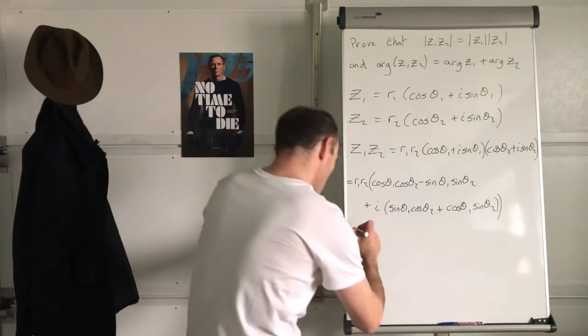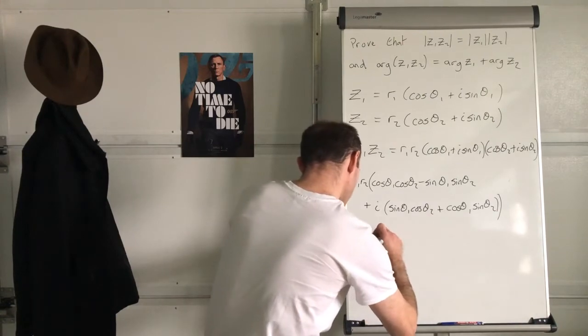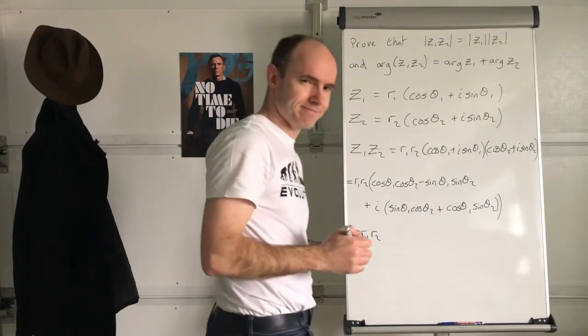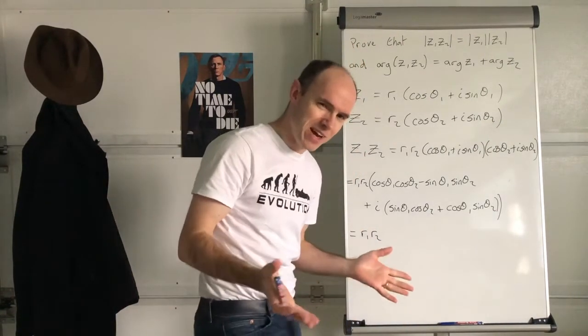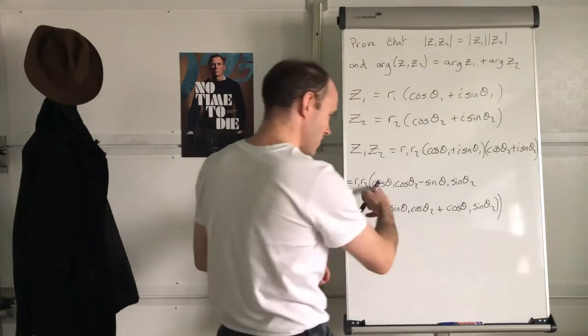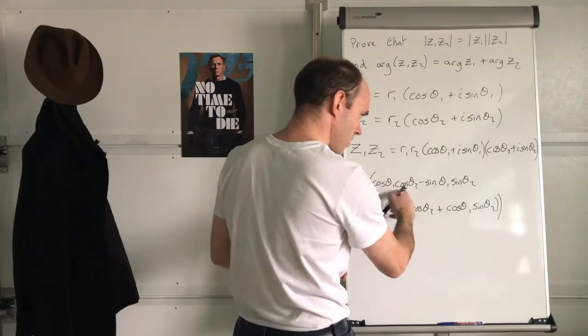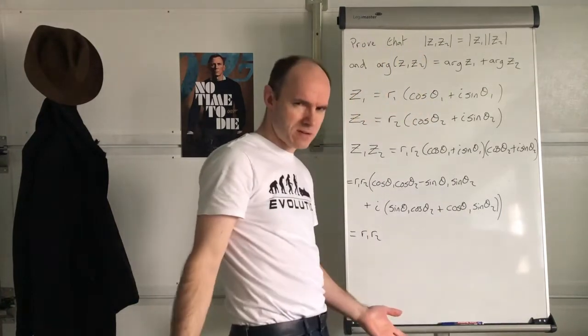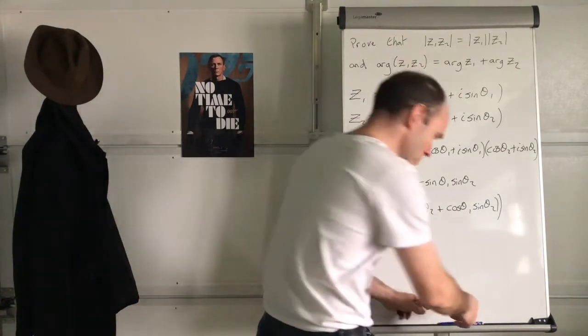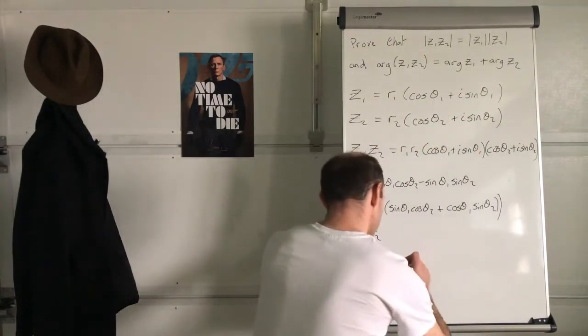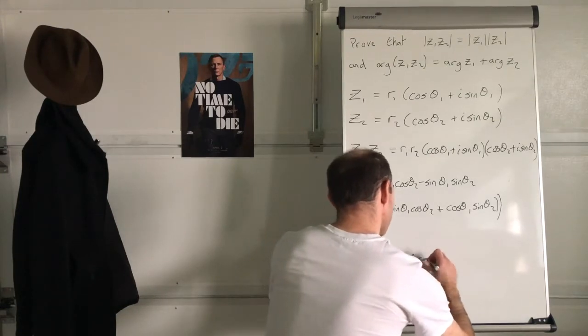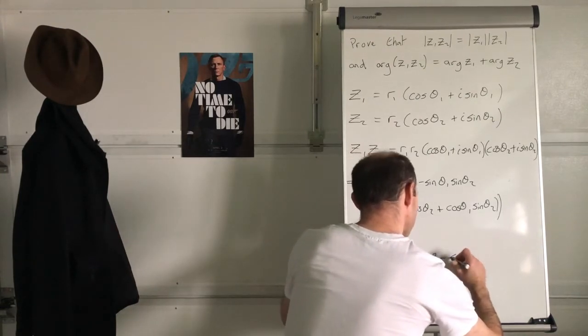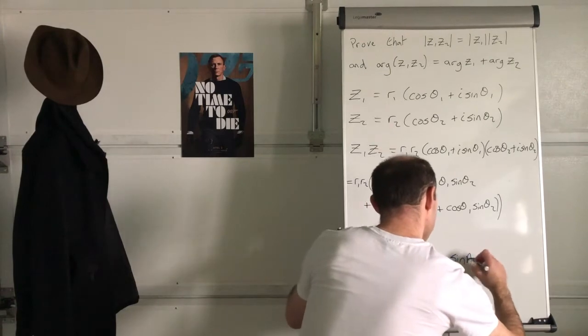Well, what comes next? This is the bit I really like. Notice you've got cos, cos, sin, sin. What does that remind you of? Cos A cos B, subtract sin A sin B.